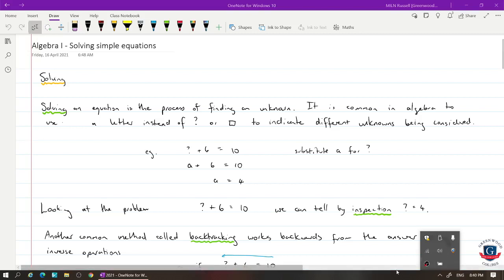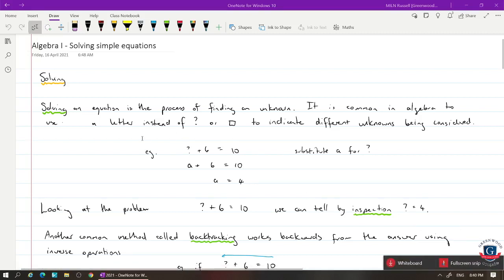Hi everybody, today we're looking at solving equations, and you may have done this in primary school, but here we go. Solving an equation is the process of finding an unknown. It's common in algebra to use a letter instead of a question mark or a square to indicate different unknowns being considered. So let's have a look at what that means.